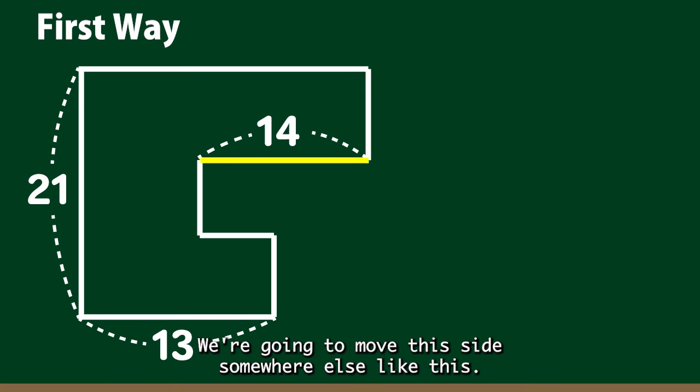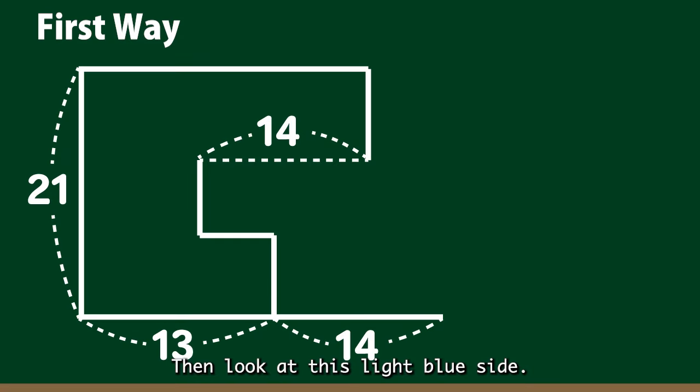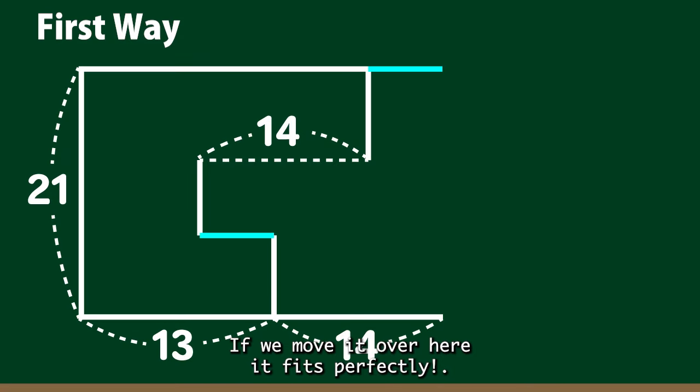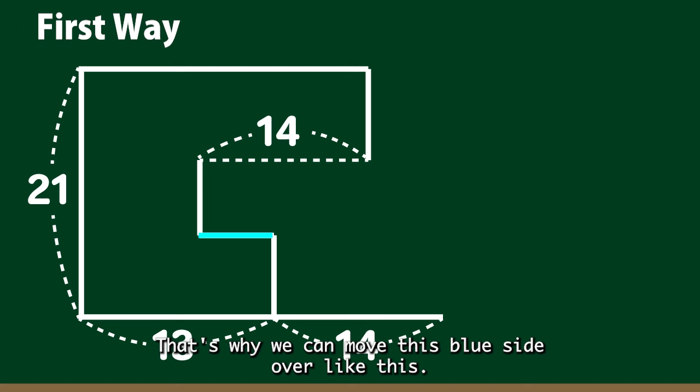We're going to move this side somewhere else, like this. Then look at this light blue side. If we move it over here, it fits perfectly. See this yellow arrow and the one below it? They're the same length. That's why we can move this blue side over like this.